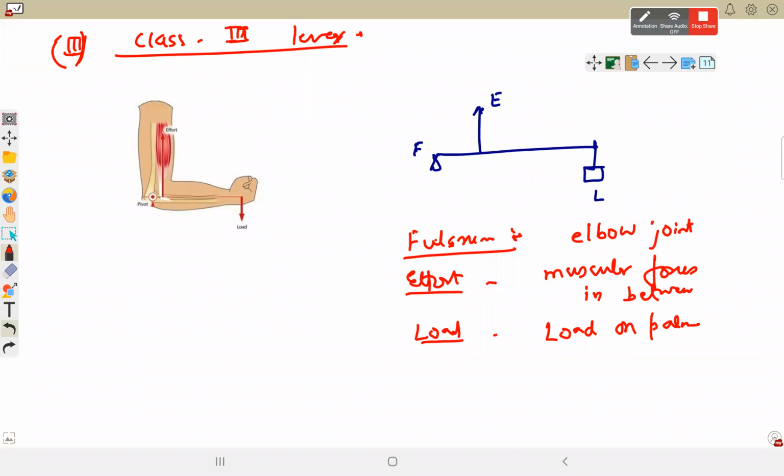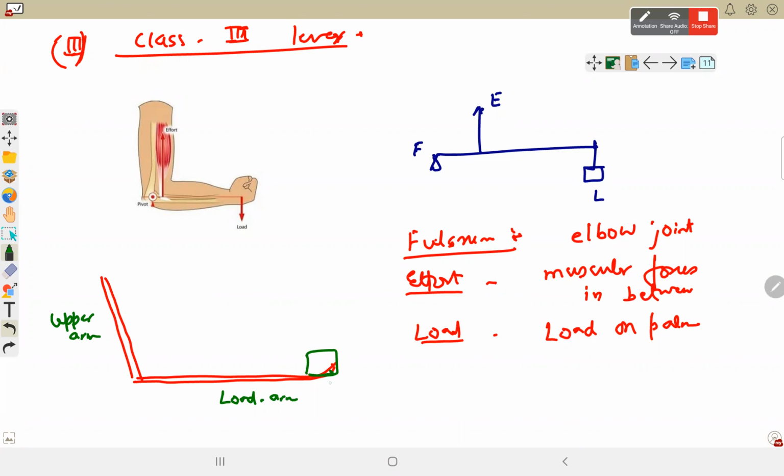Example number 2: draw a diagram to illustrate the action of the biceps muscles as a lever. There is another diagram given in your book. This is the upper arm, the diagram showing the working. This is your arm. I am just using that to explain. This is the upper arm, the side one. And this is your load arm, on which we have a load on the palm. This is the palm. Load. Fulcrum is this joint. The muscular forces are represented by this spring kind of thing. This is the effort. This is the biceps, applying effort.